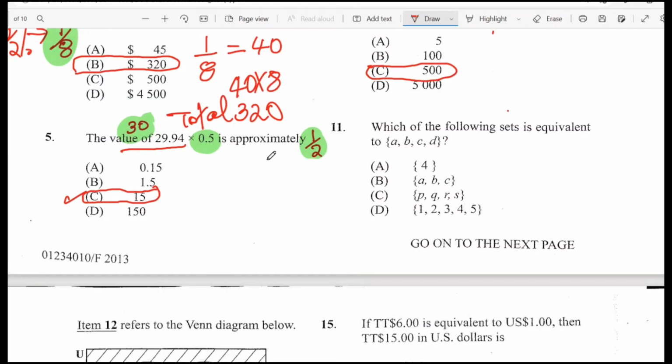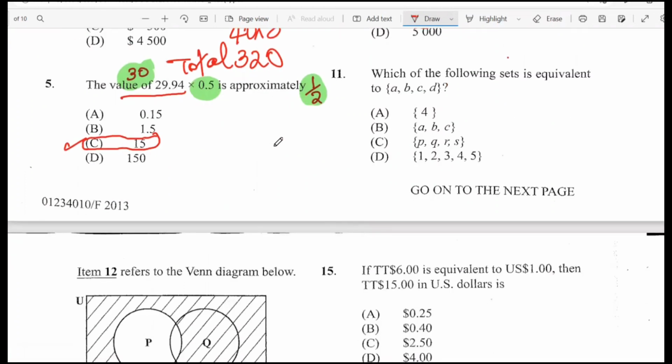Which of the following sets is equivalent to {A, B, C, D}? What's the idea surrounding equivalent sets? When sets are equivalent, they actually have the same number of elements. That's all. So in this set here, we have 4 elements in it. So any set that has 4 elements is equivalent to this set.